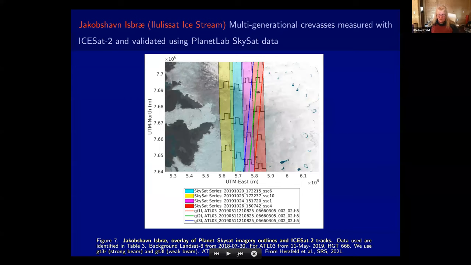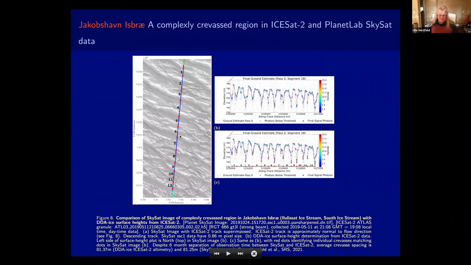The SmallSat data are these really high resolution images at 50, 70 centimeters. And you can actually take your time and stare at this and figure out that every shoulder you find in the ICESat-2 data is actually a little shoulder identifiable in the images. Isn't this wonderful? And you can spend hours and hours looking at these.